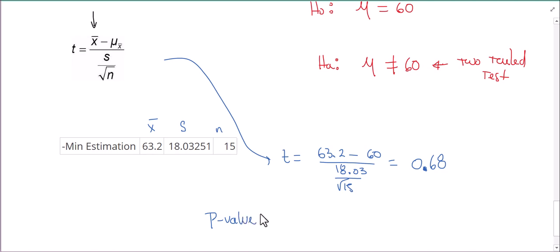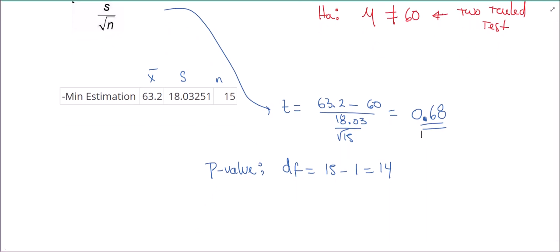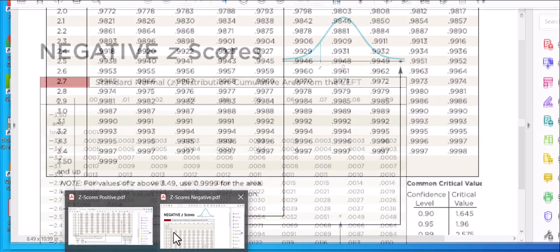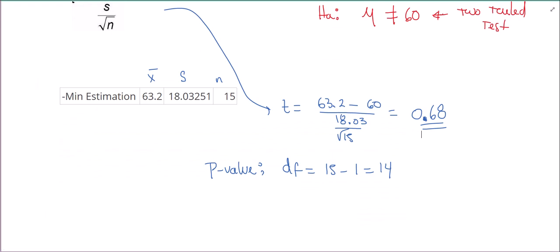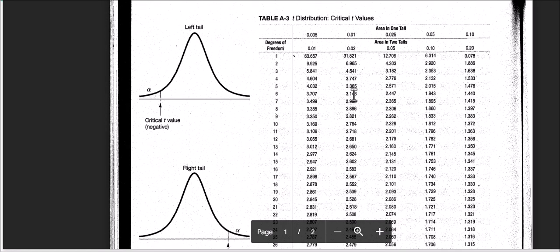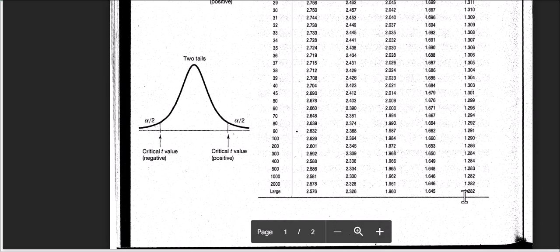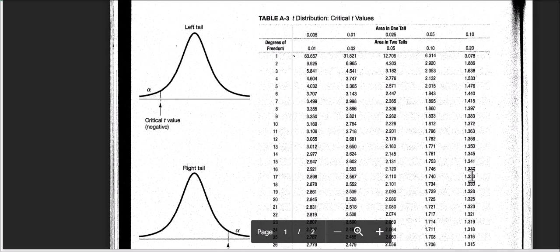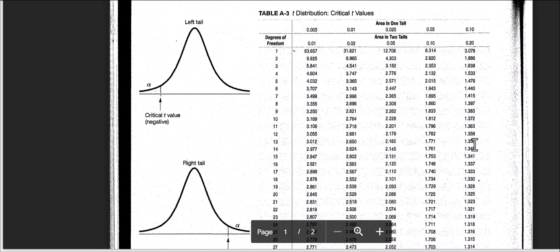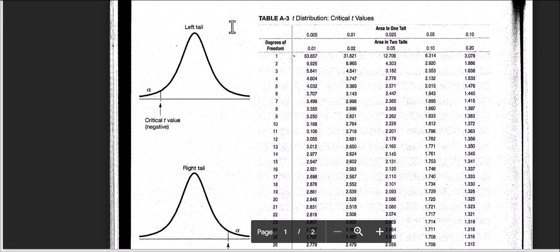And so now if we go to look up our p-value, we need the degrees of freedom, which is going to be 15 minus 1, which is 14, and our 0.68. So when we go to our t-distribution table, which is not that one, it's this one, notice that there is no 0.68 anywhere in here, right? Our areas don't include that. The smallest one we have is 1.282. So then how do I do that? I can't do this. And so that's okay.